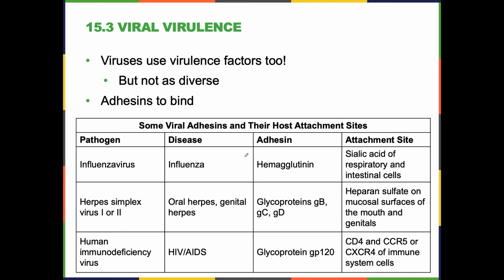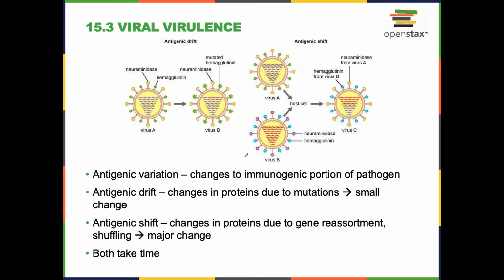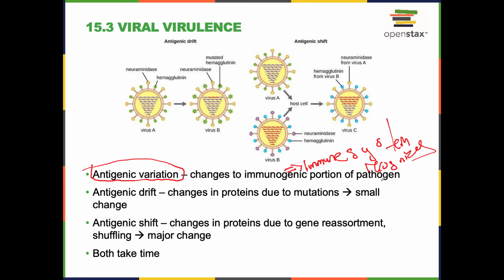There are other virulence factors. I only really want to talk about one, and it's not a true virulence factor, it's a virulence mechanism, right, called antigenic variation. And mostly I want to talk about this to clear the air a little bit on some misconceptions, right? So what antigenic variation is, is changes to the immunogenic portion of a pathogen, right? So the immunogenic portion, this means that this is the part that our immune system recognizes.